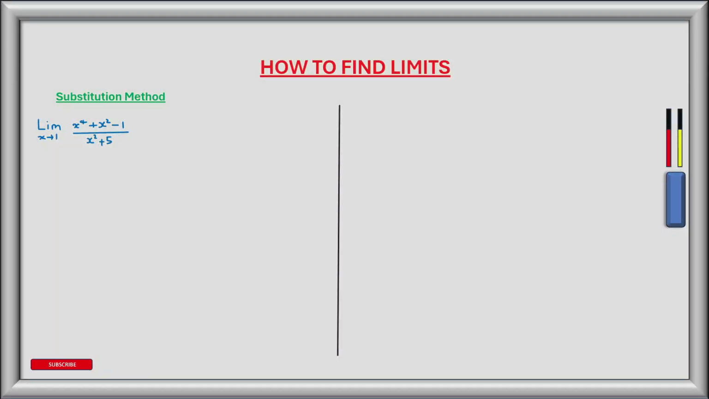So let's look at our first method for finding limits. This is called the substitution method. We should try the substitution method first whenever we're trying to find the limit of a function. So we want to find the limit as x approaches 1 of the function x to the power of 4 plus x squared minus 1 divided by x squared plus 5.